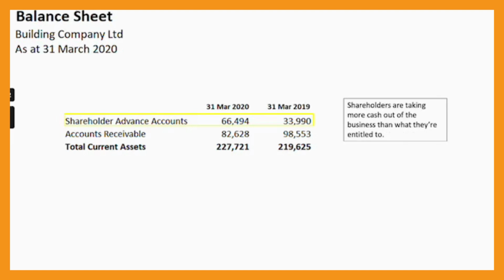We can see also that the balance owed has increased by 32,504 this year, which indicates that shareholders are taking more cash out of the business than what they're entitled to.